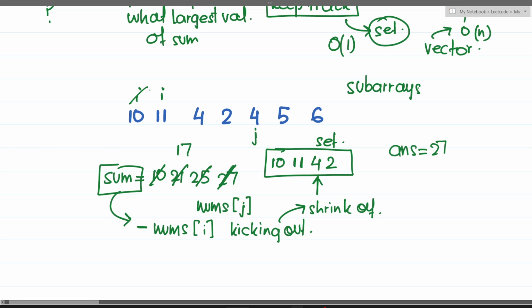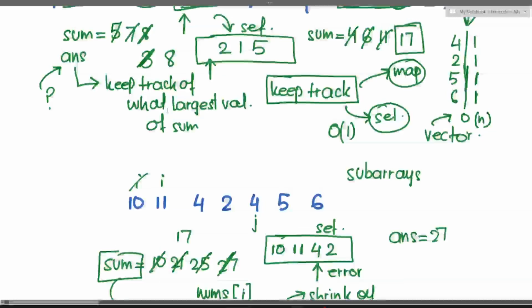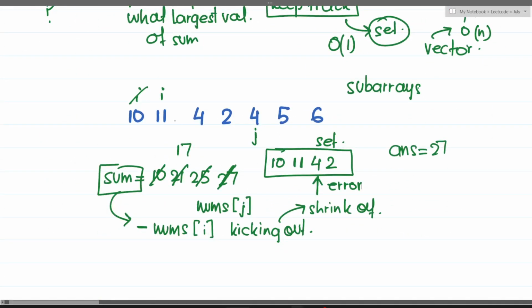Now, how long should I shrink my window for? Until and unless this 4 is kicked out. Now, have I reached 4? I need to kick out 4, right? Because that's what's causing the error. That is what is making my particular subarray disobey the only rule that we have to follow. So is this element 4? It's very clearly not. Again, I will decrement my sum by 11. What remains is 6, basically this 4 and 2, right? And I will increment my i. Now, have I reached 4?